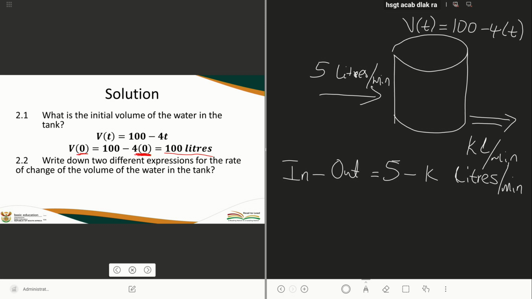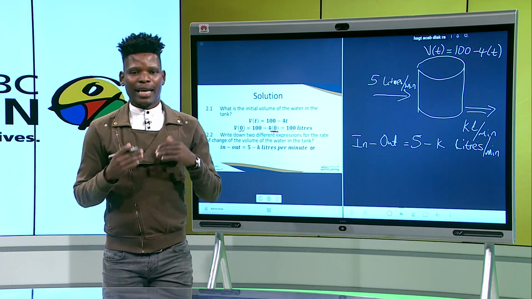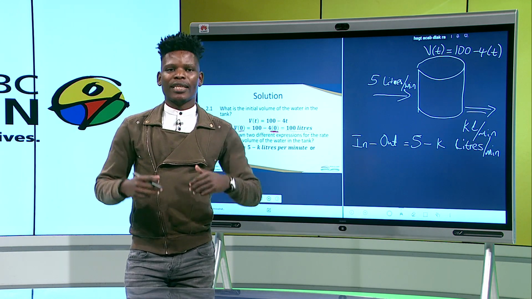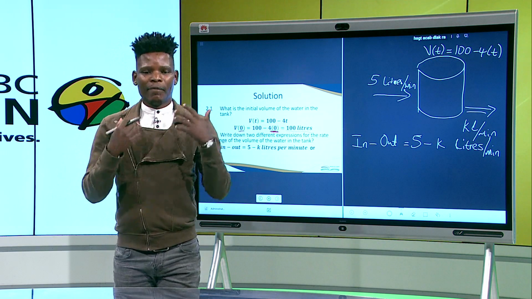Okay, so now let us see what our solutions are. We are saying in minus out will give us 5 minus K liters per minute. That is one expression for the rate of change of the volume of water in the tank. But there is another one that we are yet to look at, and that is the derivative. Remember, we said the rate of change, we can interpret that as the derivative.